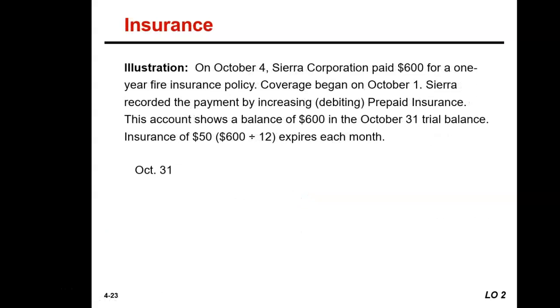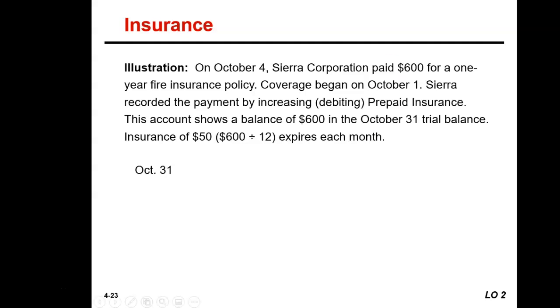Another example. On October 4th, we paid $600 for a 1-year fire insurance policy. All right. The coverage begins on October the 1st. Now, this is a 1-year insurance policy. On October 31st, we have to make an adjusting entry. The adjustment says how much of that $600 that we paid on October 4th has now been used up.